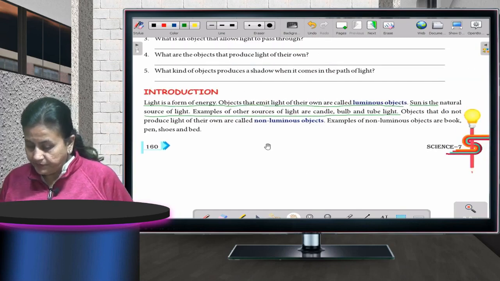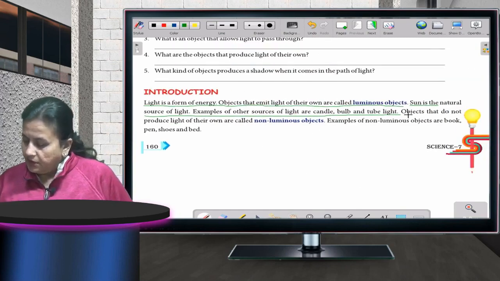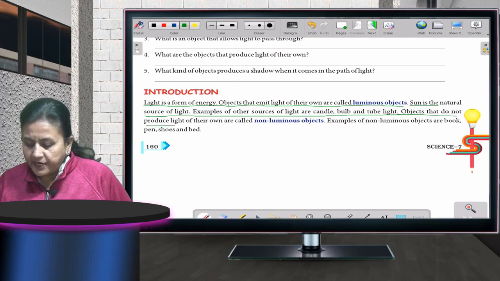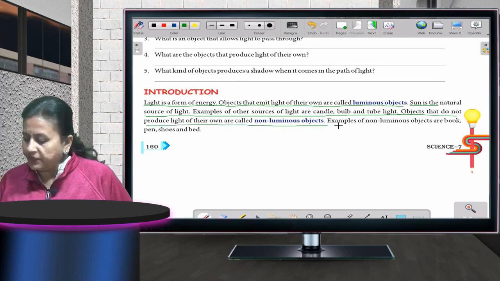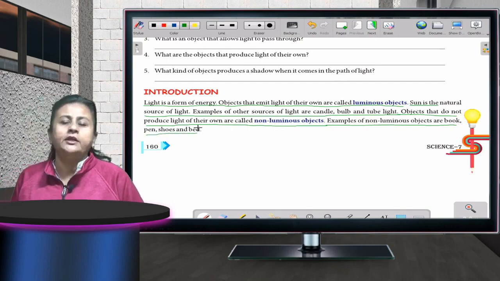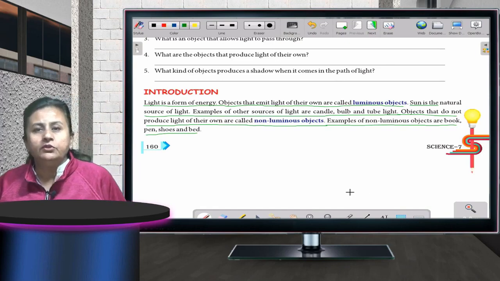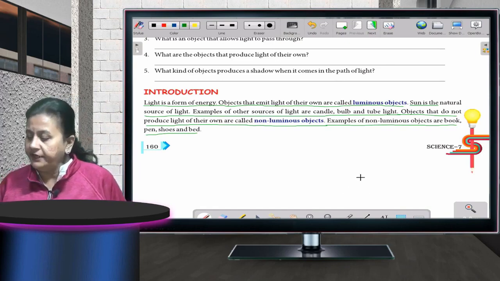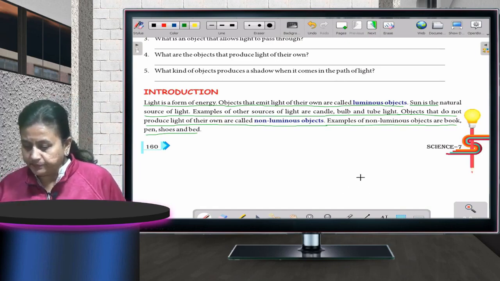So, objects that do not produce light of their own are called non-luminous objects. Examples of non-luminous objects are book, pen, shoes and bed. There are so many things around you which do not emit the light of their own. So, they are called non-luminous objects. Fine. Now, move to the next page.